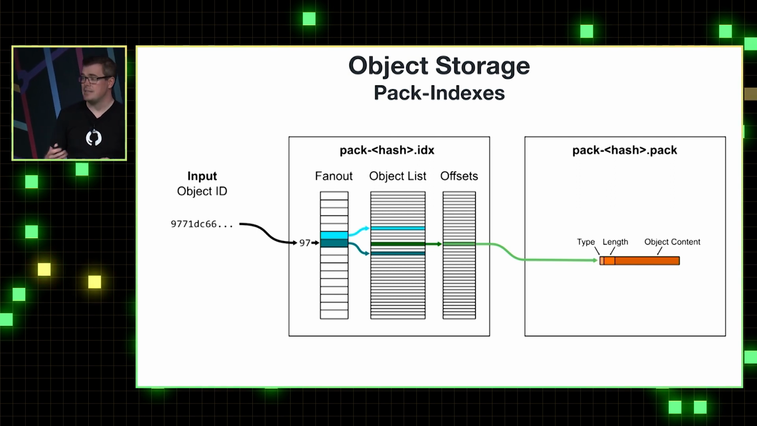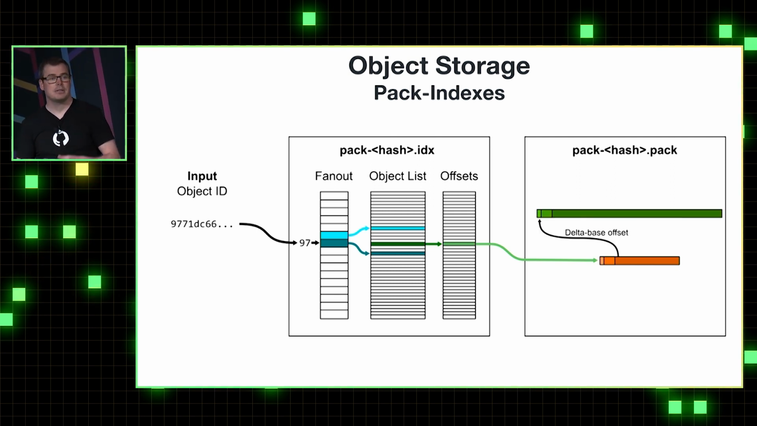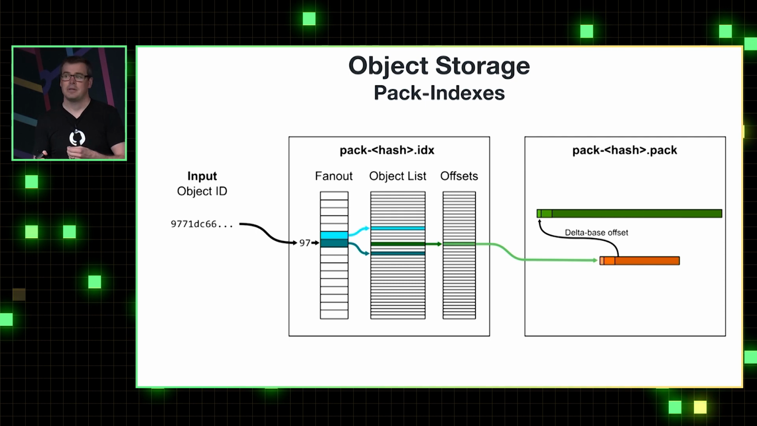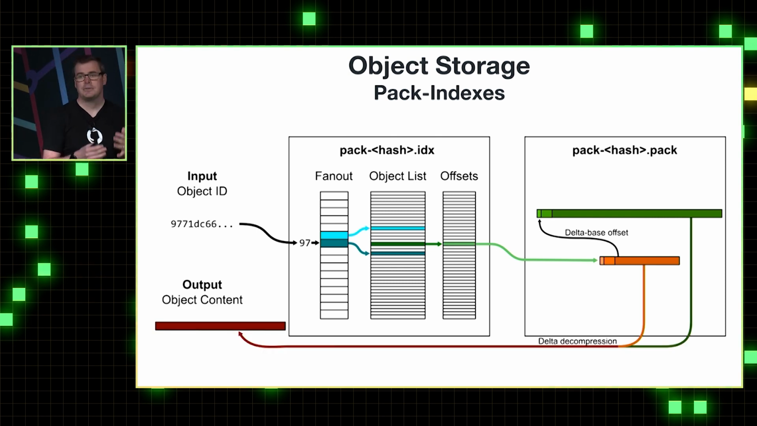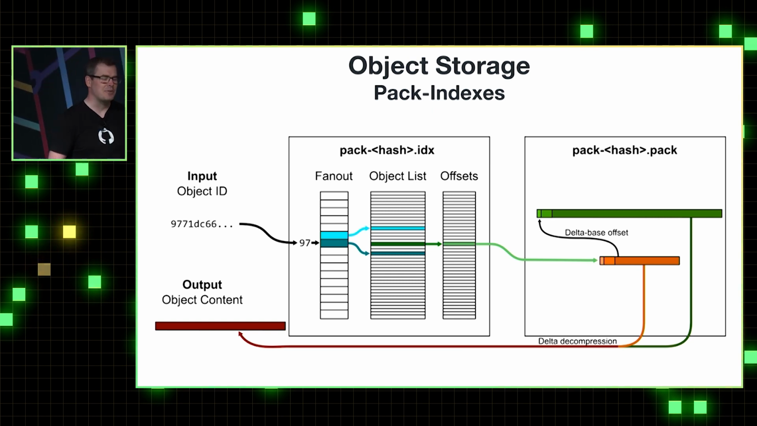If the object is a delta, the contents of that object include an offset value to a base object previously in the pack file. Git can then take those two objects and do delta decompression to reconstruct the full object contents that match the input object ID. Git does this thousands of times as it's running your Git commands. So this is a very fast operation that happens repeatedly.